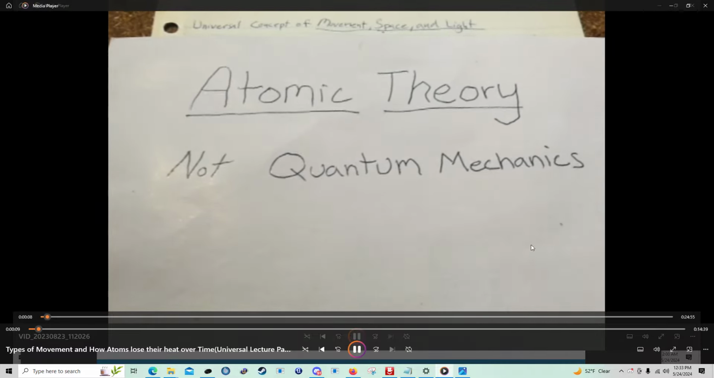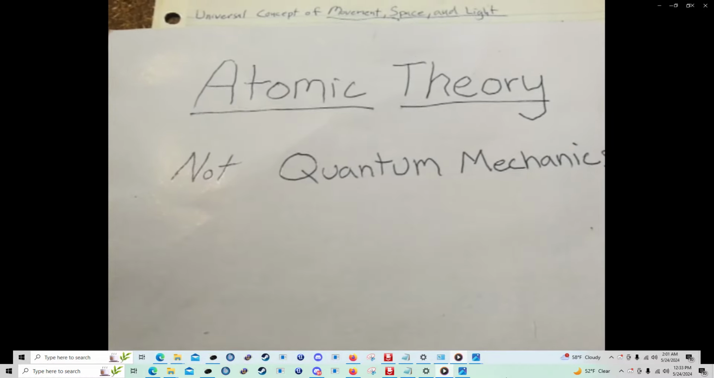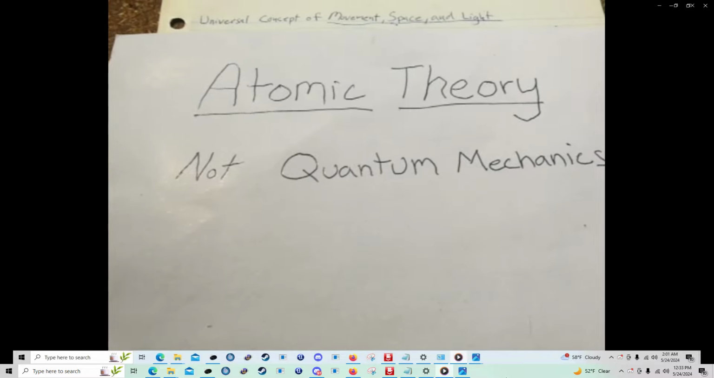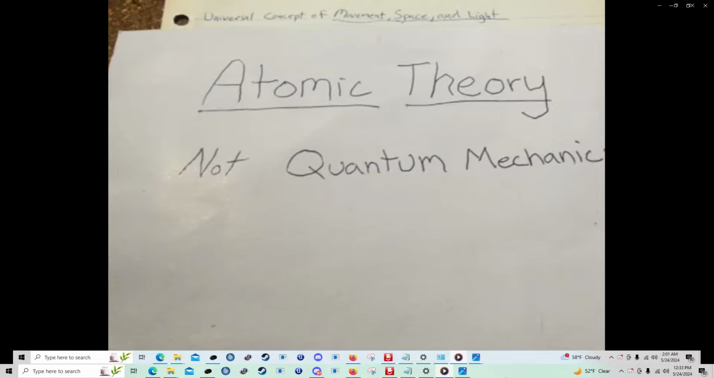Well, this is going to be a little bit of an atomic theory and universal concept lecture for movement, space, light, and for my ideas on how the structure of the atom possibly could work, besides our current model that was given to us by Bohr.